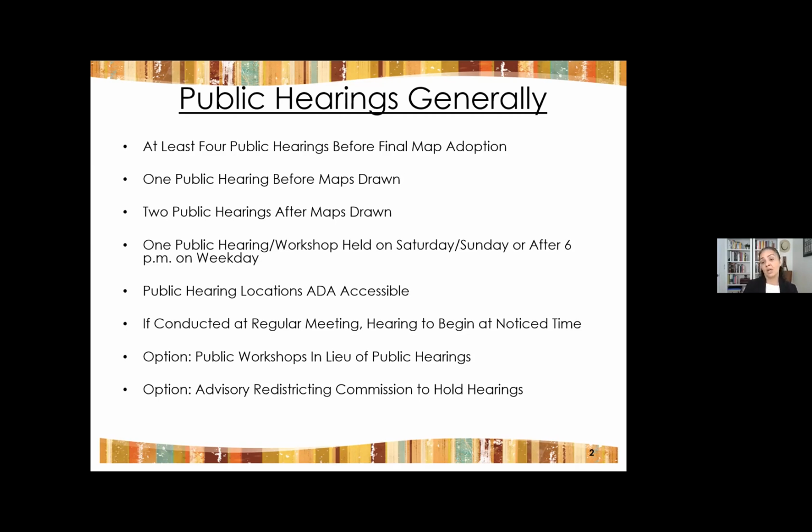So Nicolas talked a little bit about how you can hold public workshops in lieu of public hearings. That's again optional. And then there's the option of the Advisory Redistricting Commission to hold hearings. So I want to talk a little bit about what the city of Temecula is actually doing in this space. We do not anticipate creating an independent redistricting commission. We also do not anticipate creating an advisory redistricting commission. For a variety of reasons, the legislative body of our city is anticipated to go ahead and hold those hearings themselves.